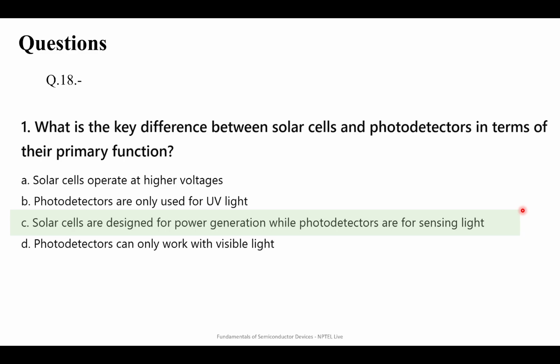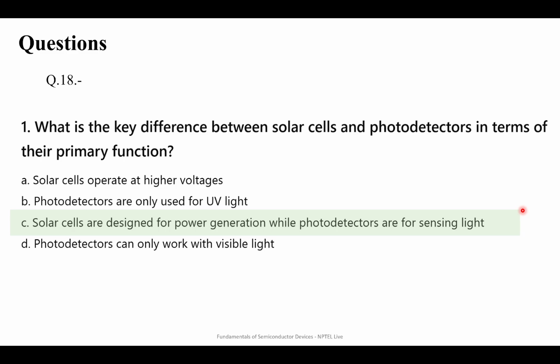That is correct. Basically a solar cell and photodetector are very similar in structure. Both are a type of junction: PN junction, Schottky junction, heterojunction. Both of them are junctions with a depletion region. Both of them work the same way. You throw light, you generate electron hole pairs. But the difference comes in their functionality.